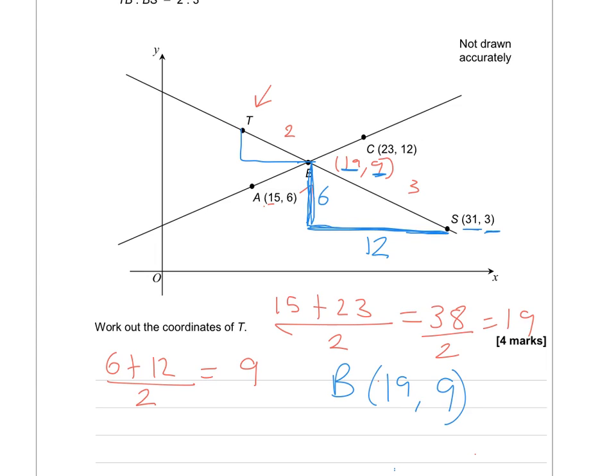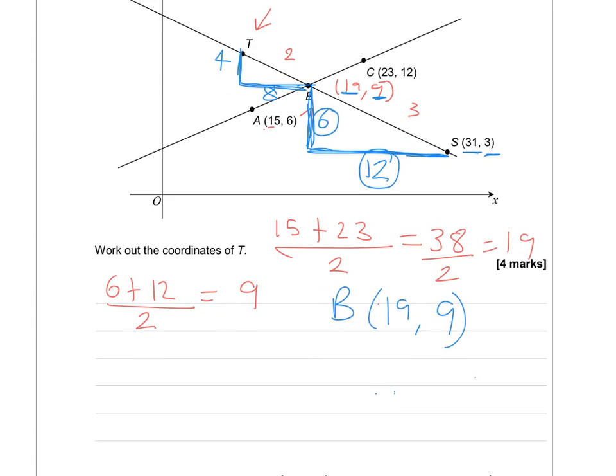Now we know the ratio is 2 to 3, so if we draw a similar triangle here, we can work out the base and the height of this triangle here using the ratio 2 to 3. So if we start with 12, 12 divided by 3 is 4, multiplied by 2 is 8, which makes that distance here 8. And then with 6, 6 divided by 3 is 2, multiplied by 2 is 4. So we're essentially using the ratio 2 to 3 with 12 and with 6. So we can see that the matching values are 8 and 4.